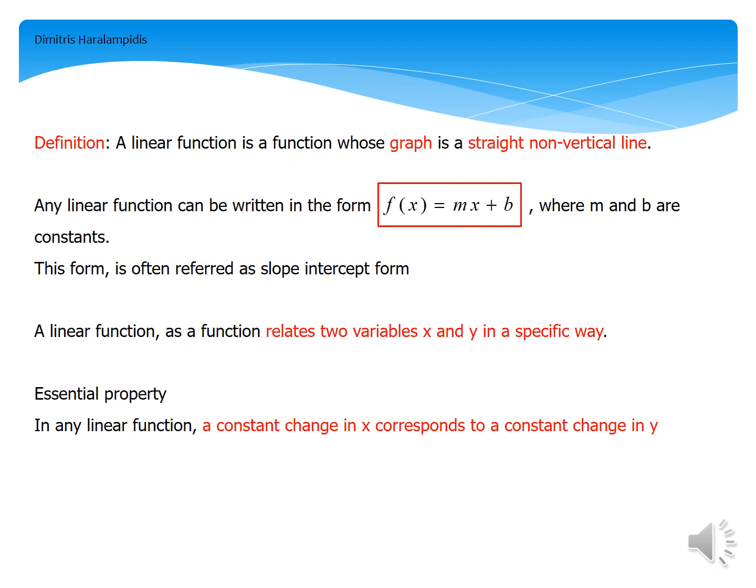A linear function, as a function, relates two variables x and y in a specific way. An essential property regarding linear functions is that in any linear function, a constant change in x corresponds to a constant change in y.